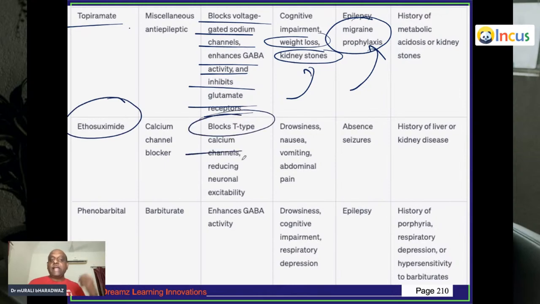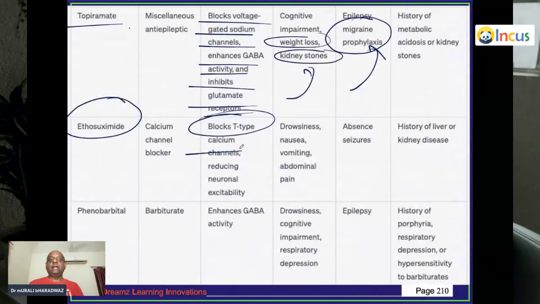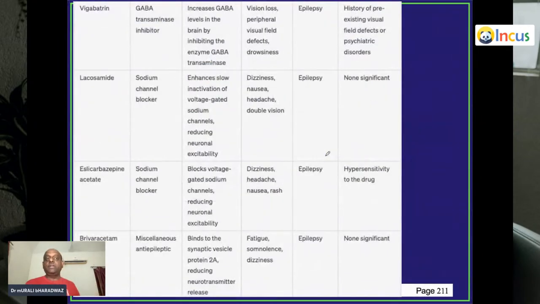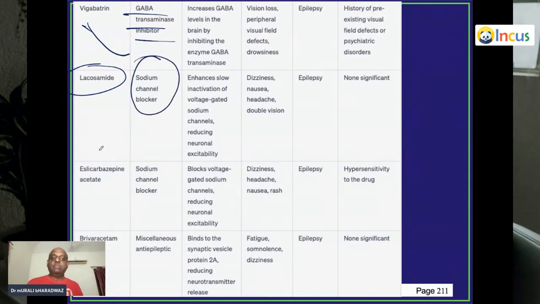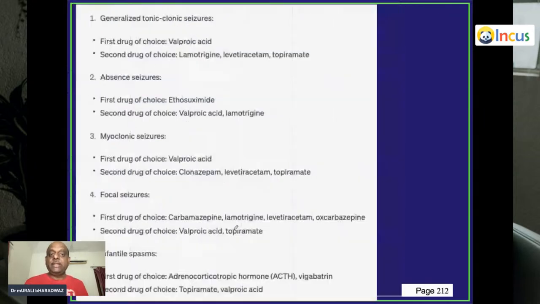Ethosuximide blocks T-type calcium channels just like valproate. That's the reason ethosuximide is also used in absence seizures, is what you need to remember. Similarly, vigabatrin is a GABA transaminase inhibitor, then lacosamide is a sodium channel blocker, eslicarbazepine acetate is a sodium channel blocker, and brivaracetam is a miscellaneous anti-epileptic that binds synaptic vesicle protein 2A.